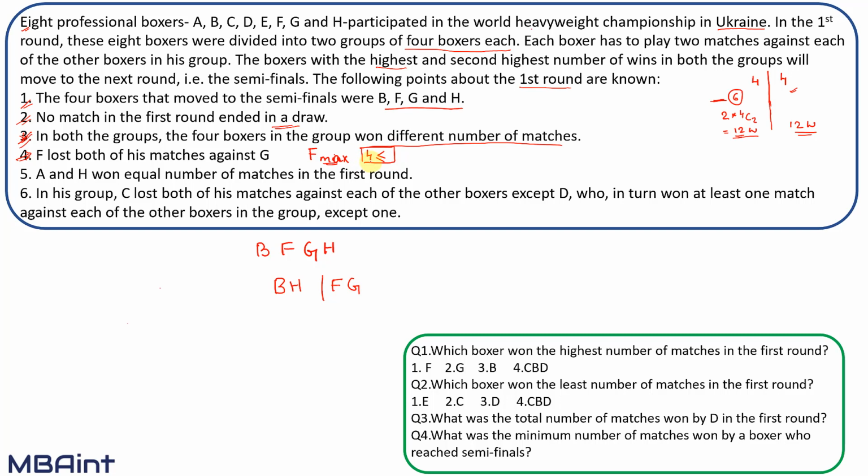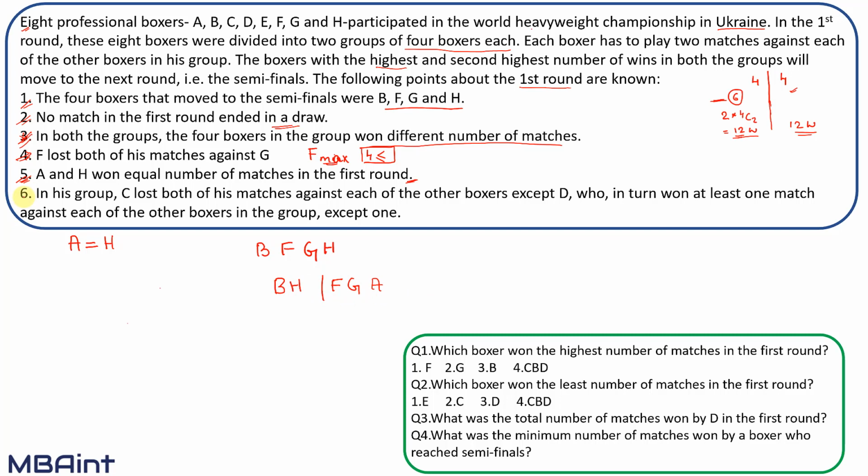Now the fifth point says that A and H won an equal number of matches in the first round. It is also mentioned in the third point that in each group they won a different number of matches. So this is clear that A and H will belong to different groups. Now we can see that H was selected and A was not selected, but they have an equal number of wins. So A and H won an equal number of matches, but they were in different groups.